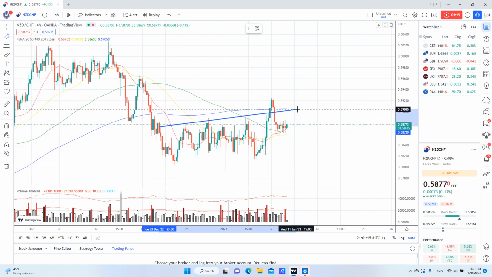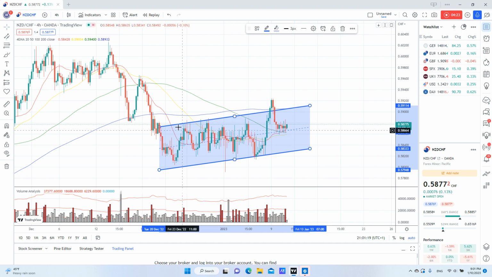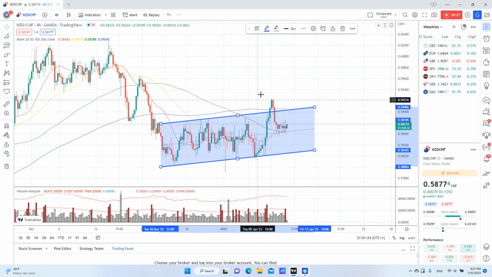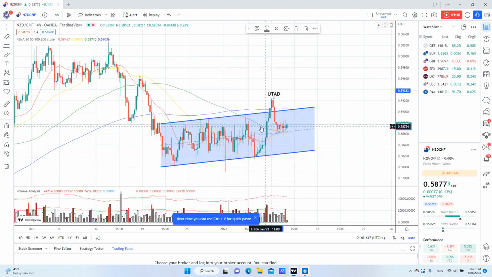That's why it's always important to look at different scenarios, different strategies, to give you confluence. This point should be here, the UTAD, which is the upthrust after distribution. This is our distribution phase. The best entry normally, the riskier one, is in the UTAD, but we didn't get it.